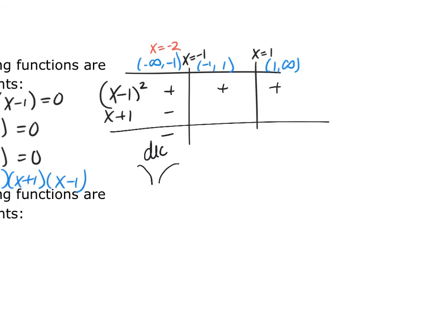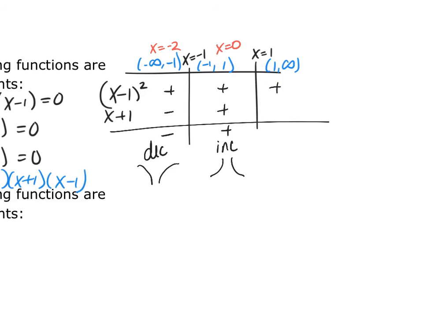Now I'm going to put in something between negative 1 and 1. What do you all want to choose? 0. So let's choose x equals 0. When I do x equals 0, this is going to be positive, so this is increasing. What that tells me is my graph is either going to look like that or like that in my second derivative, because it's going to be concave up or down, but it is increasing.